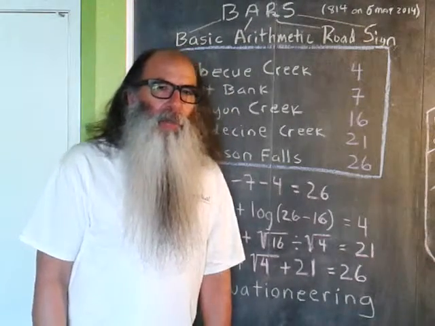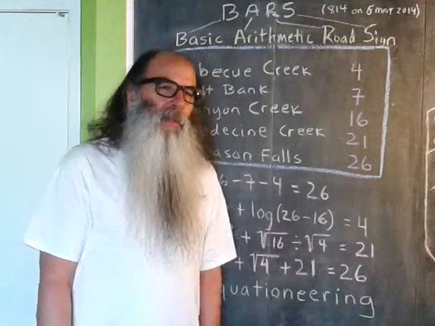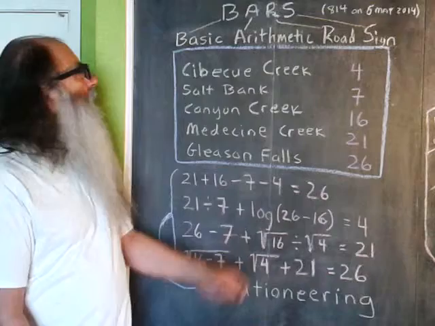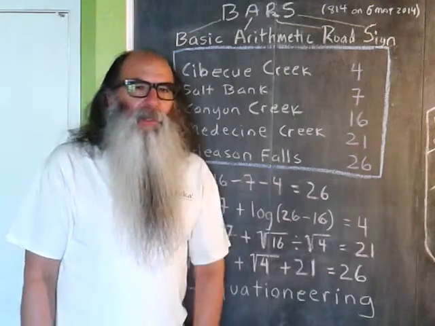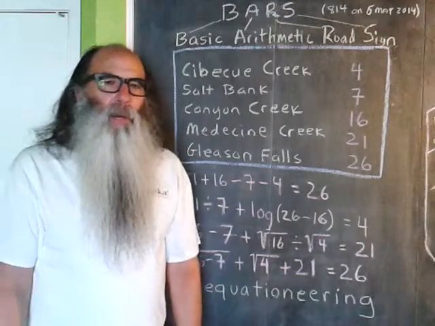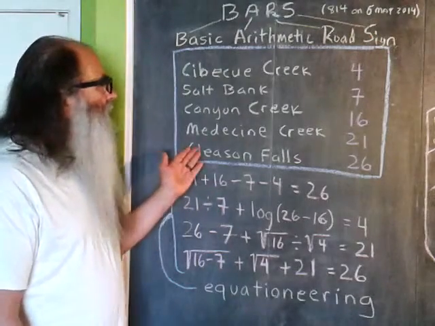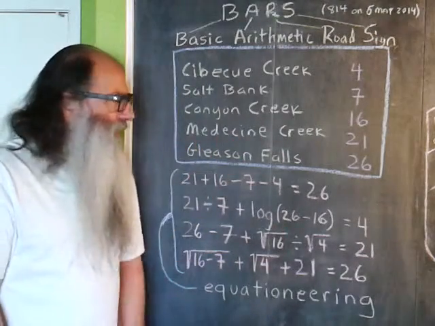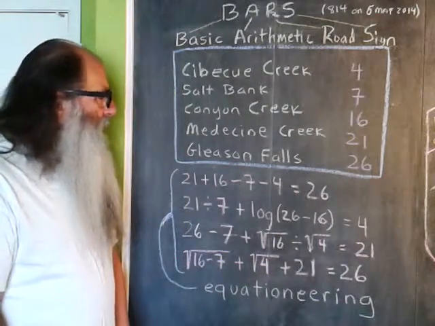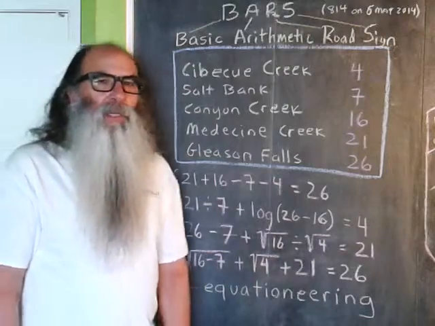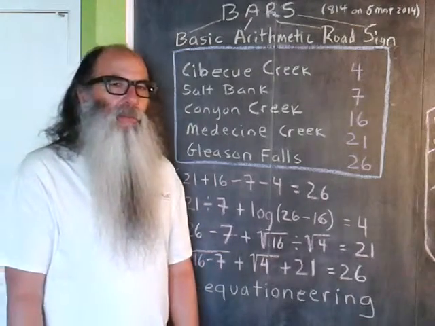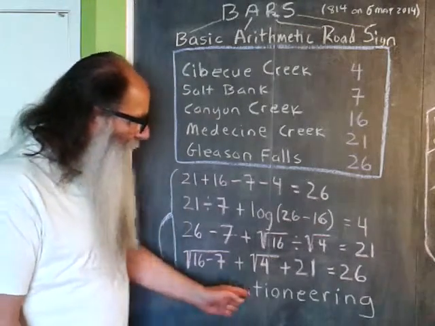2014. I'm doing a math babble bit, and the topic of this bit is BARS, basic arithmetic road signs. The idea behind BARS is that you encounter a road sign, you take a picture of it, and then you become an equationeer, a finder of equations. In other words, you do equationeering.